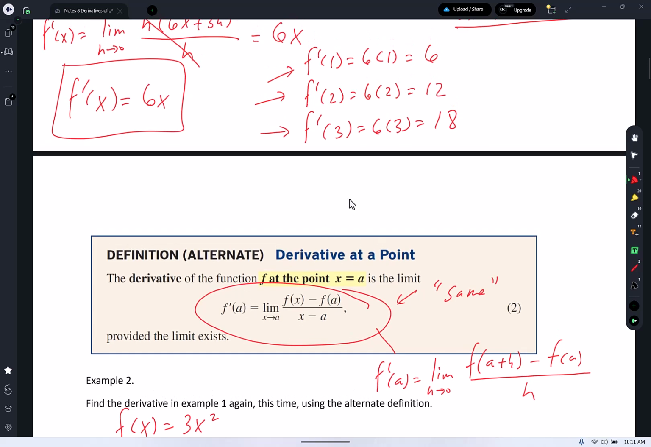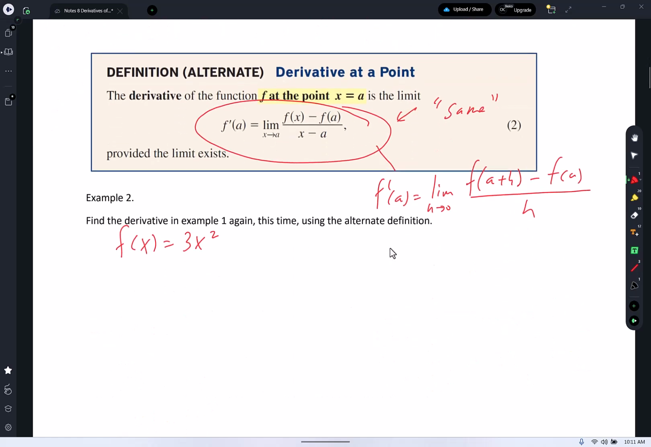So F prime of 2 is 12. So I'm going to write that here on the side. F prime of 2 equals 12. And I'm going to put from example 1. And that's the one I'm going to prove. So check it out. I want to know what F prime of 2 is using this definition. It doesn't matter. You can use both of them, but they want me to use this one.